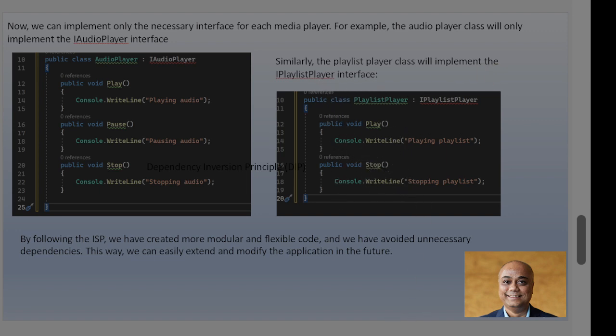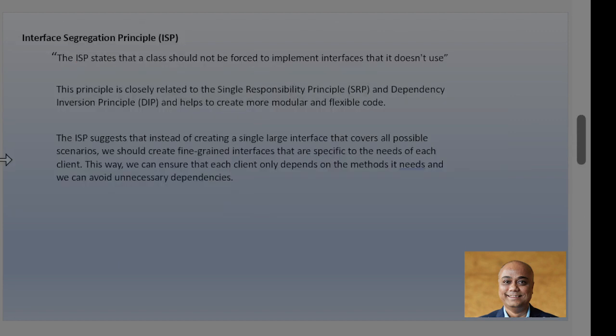By following the ISP, we have created more modular and flexible code, and we have avoided unnecessary dependencies. So this way we can easily extend and modify the application's features. We can just avoid unnecessary dependency. So this is a basic example of the interface segregation principle.